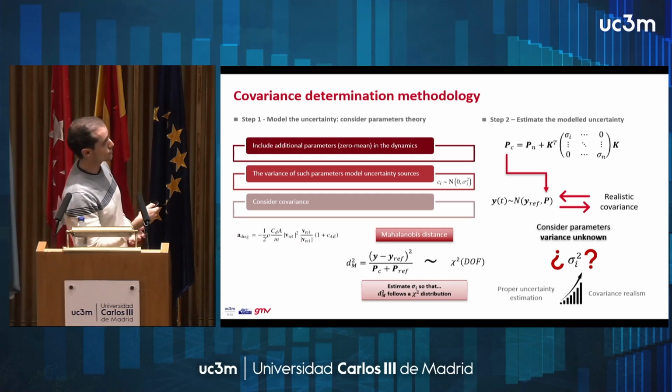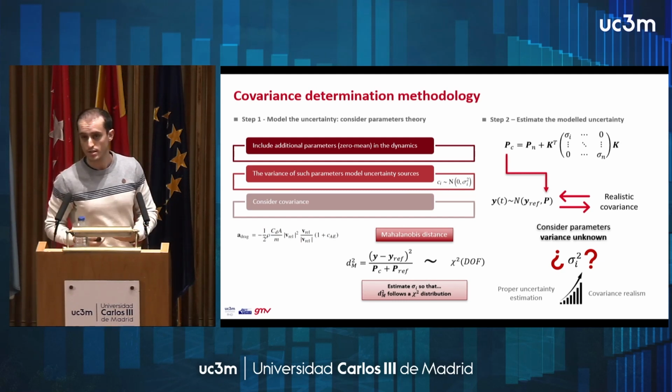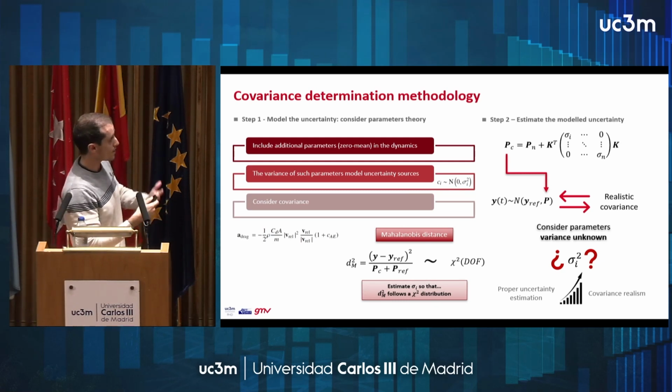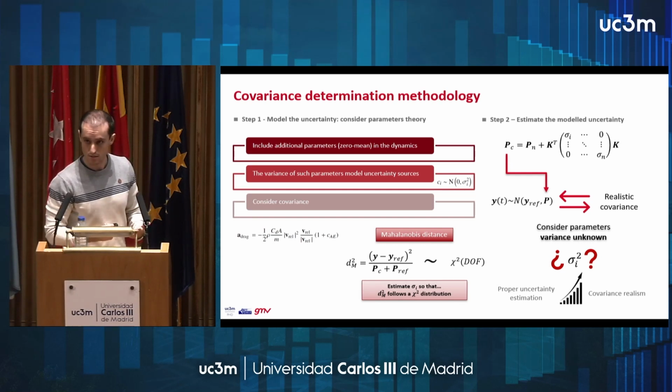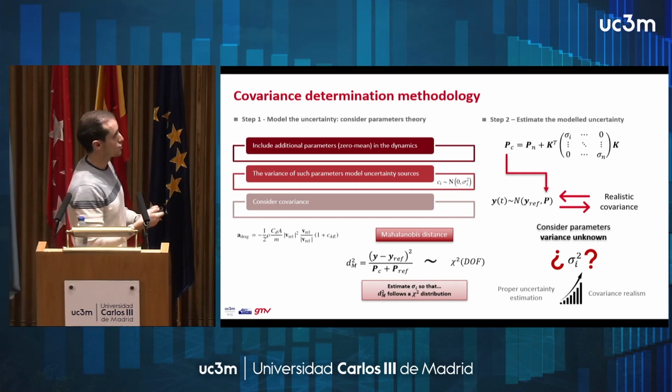Well, we resort to the well-known Mahalanobis distance, which is a measure of how far your sample is from a mean, projected into the covariance space. The theory is that if you have a realistic covariance here, then a bunch of state differences, so the dispersion of your state, should follow a chi-square distribution once normalized by that covariance.